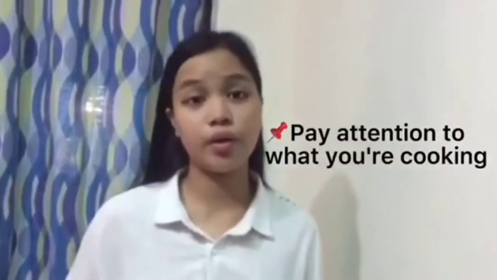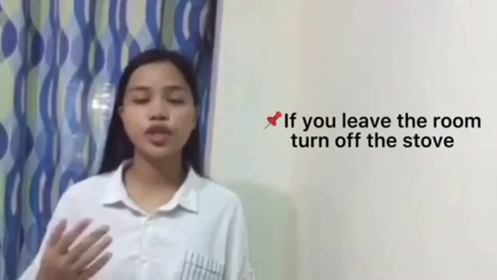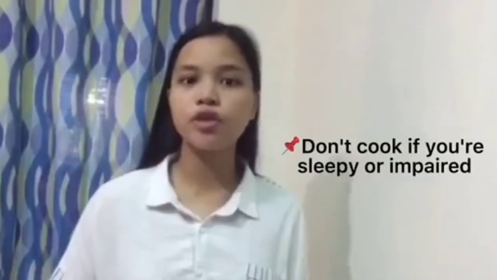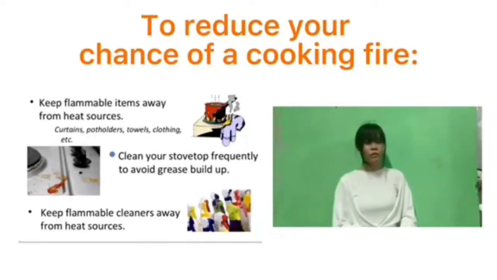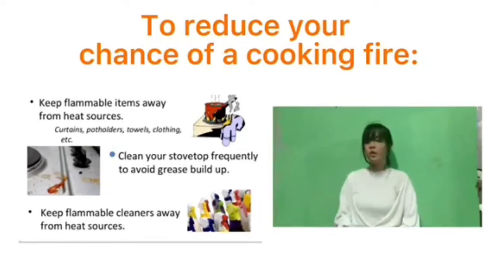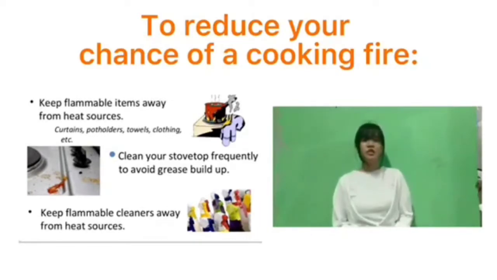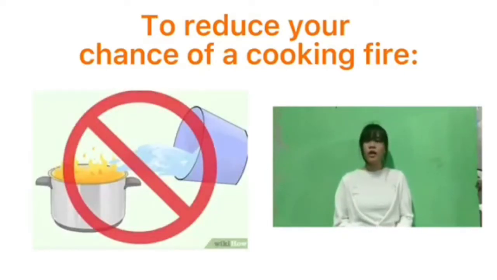Cooking is the most common reason for house fires. What should you do to prevent this from happening? Pay attention to what you are cooking. If you leave the room, turn off the stove. Don't cook if you are sleepy or impaired. To reduce your chance of a cooking fire, keep flammable items away from the heat source, keep flammable cleaners away from the heat source, clean your stovetop frequently to avoid grease buildup, and never put water on a grease fire, because pouring water can cause the oil to splash and spread the fire even worse.